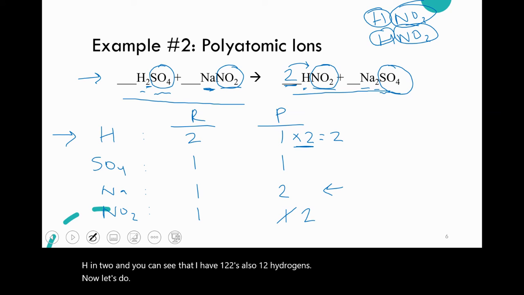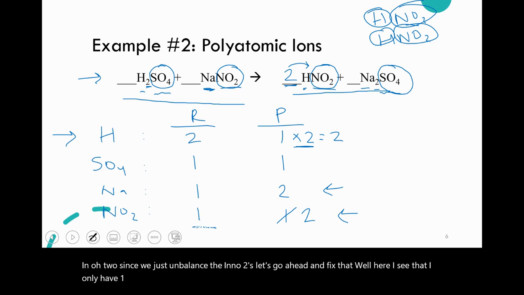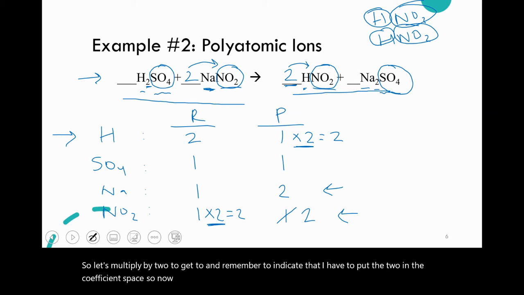the NO2. Since we just unbalanced the NO2s, let's go ahead and fix that. Well, here I see that I only have 1 NO2 on this reactant side. So let's multiply by 2 to get 2. And remember, to indicate that, I have to put the 2 in the coefficient space. So now I have 2 NO2s. That's good. So 2 and 2.